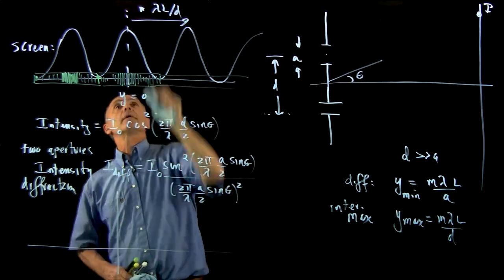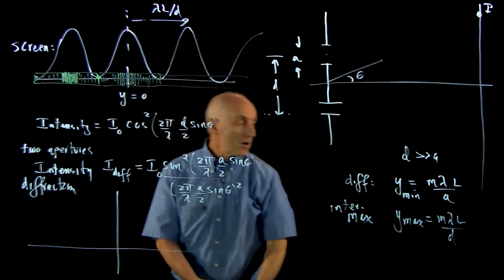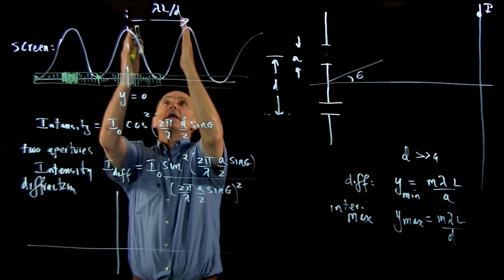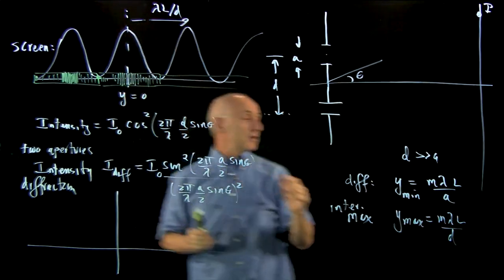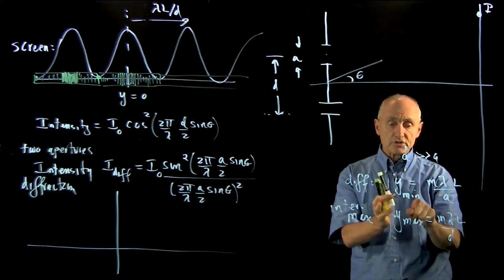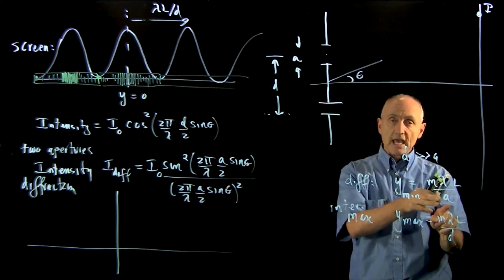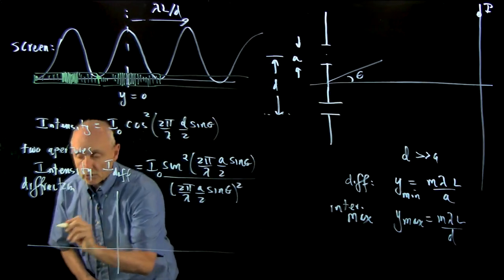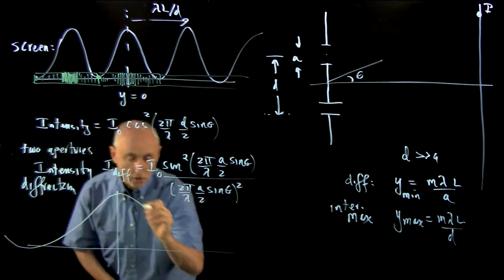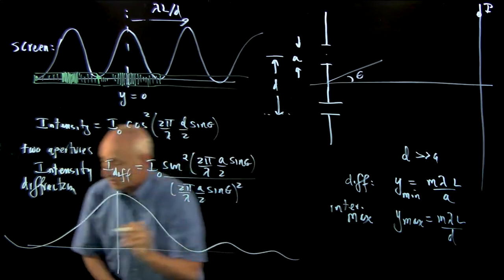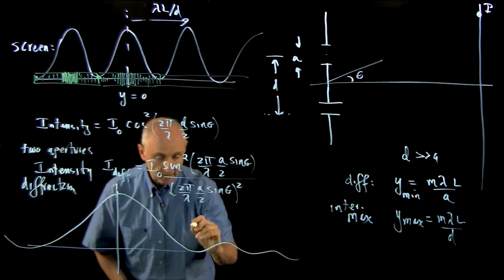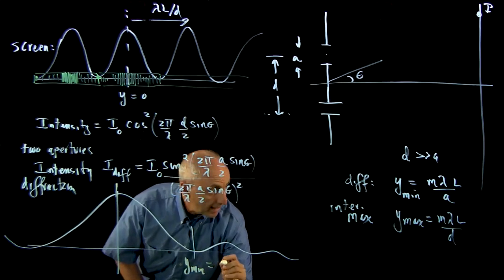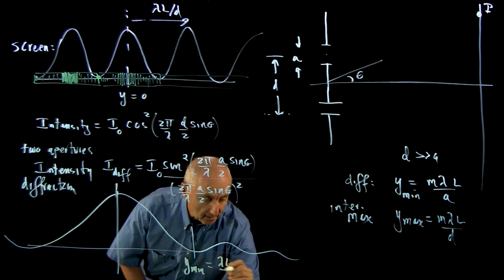This distance is, d is bigger than a, so these interference maxima are very close together compared to the first diffraction minimum, because a is a smaller quantity, so the diffraction minimum is a much bigger quantity. And so we'll kind of draw this diffraction curve like that. And this is the first diffraction minimum at the value lambda L over a.